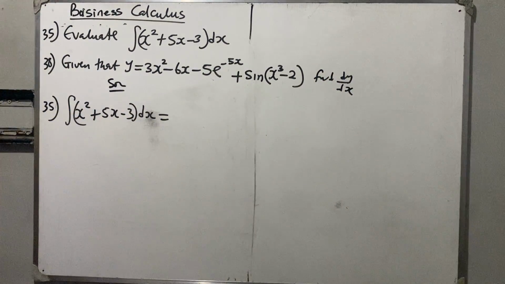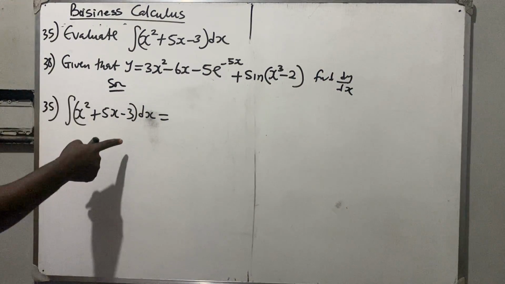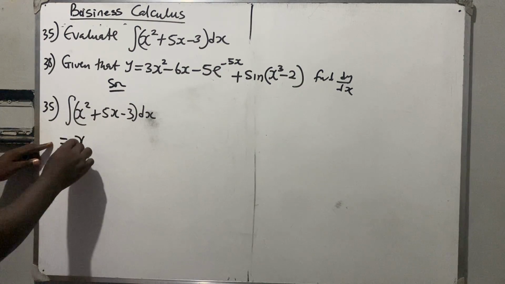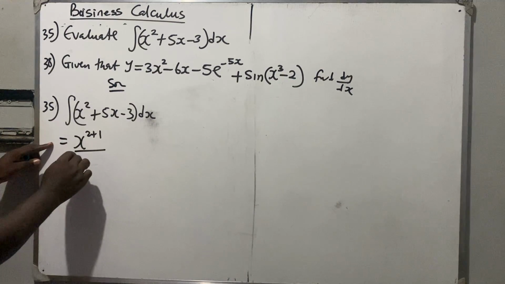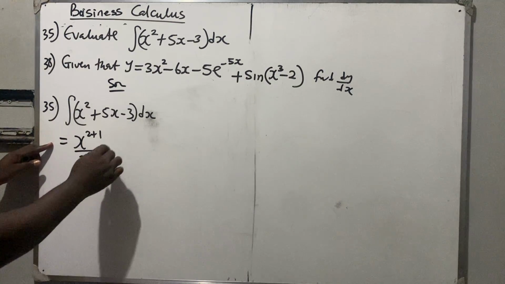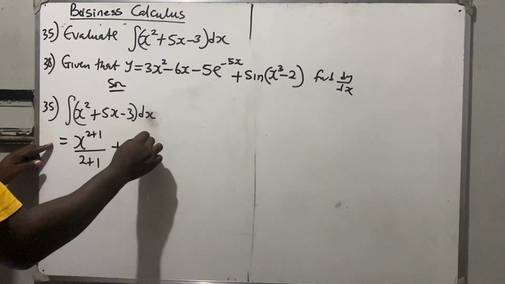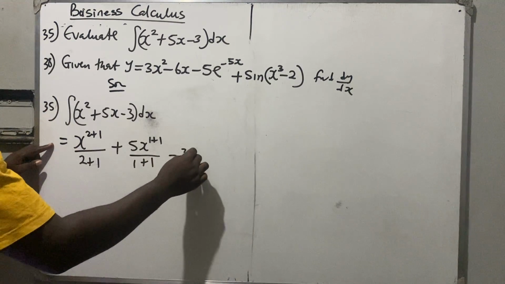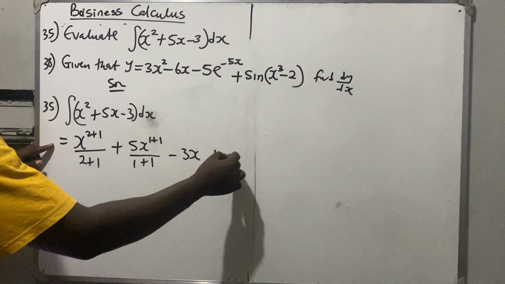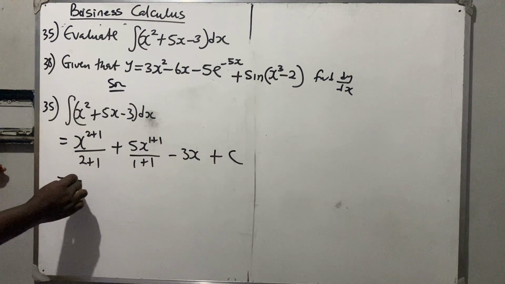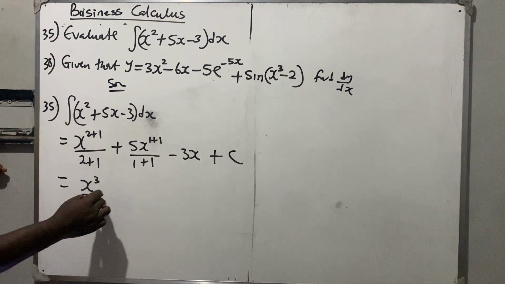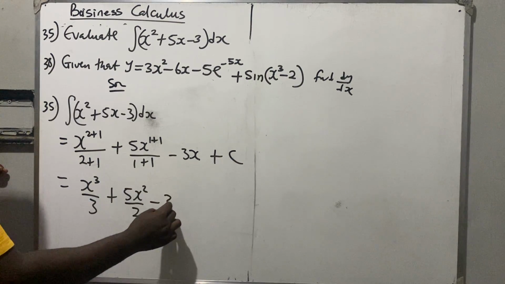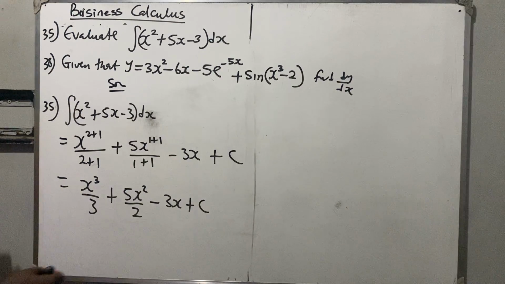In this case, do the opposite. Add 1 to the power, divide by the new power. So we add 1 to the power, so we have x to the 2 plus 1 divided by the new power 2 plus 1, plus 5x to the 1 plus 1 divided by 1 plus 1, and this one is just to attach x to it. Then after doing everything, put plus c. So this will now be x cubed over 3 plus 5x squared over 2 minus 3x plus c. And that is your answer.